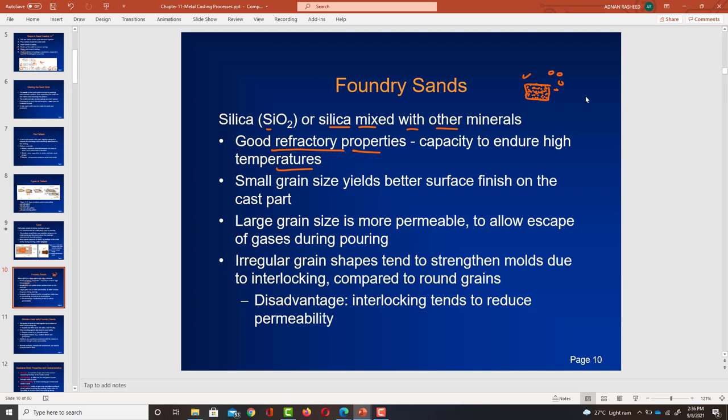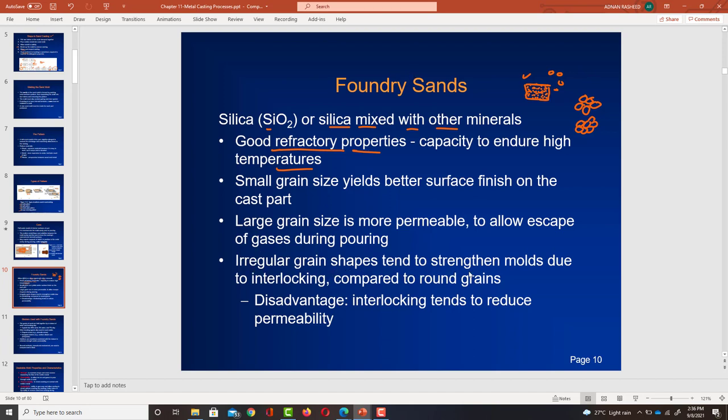Large grain means, let's say for example, if these are the grains, they are more permeable. You can see that there are small gaps in between them, so it will allow the gas. Permeable means the property of allowing the hot gases to escape. So if large size grains are available in the sand, it will allow the hot gases to escape, so it will not create any defect in the casting operations.